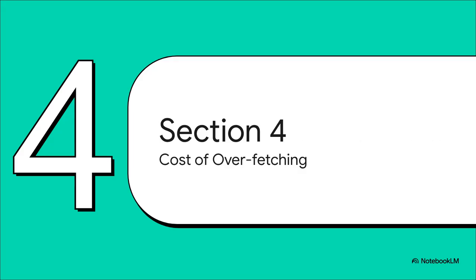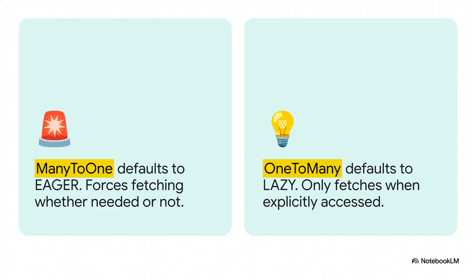Next up, Section 4, the cost of overfetching. Overfetching is basically when your application politely asks the database for a glass of water and the database responds by blasting it with a fire hose. One-to-many defaults to lazy, which makes total sense. But many-to-one and one-to-one default to eager. Why? Well, because early JPA designers assumed requiring proxy support would just be too hard for vendors to implement.